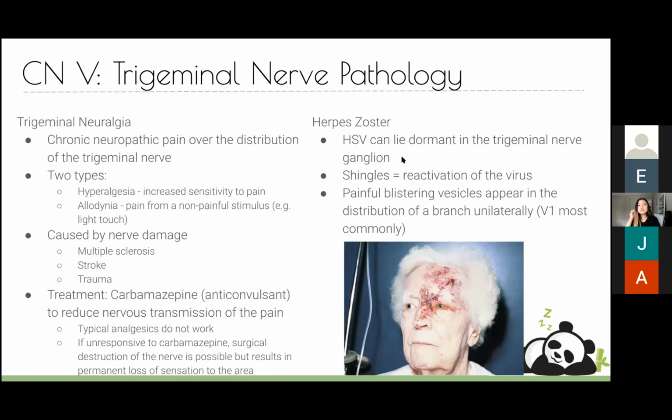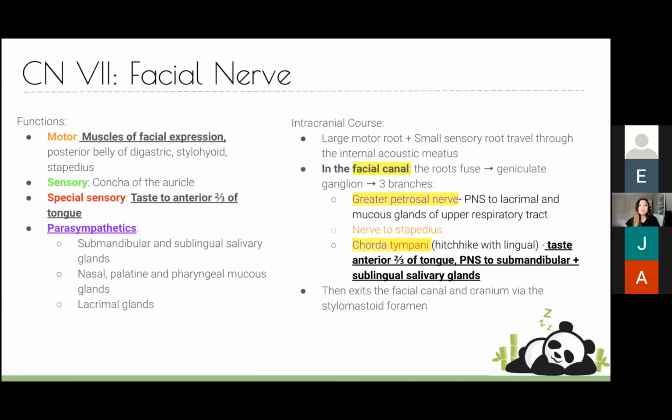Herpes zoster, or HSV, is a viral infection. It lies dormant and latent in the trigeminal nerve ganglion. And then when it reactivates, maybe they'll get sick, maybe they become immunosuppressed. It reactivates and it becomes shingles, and you get these blistering vesicles in that distribution as well. Cool. That's trigeminal nerve. This is facial nerve.